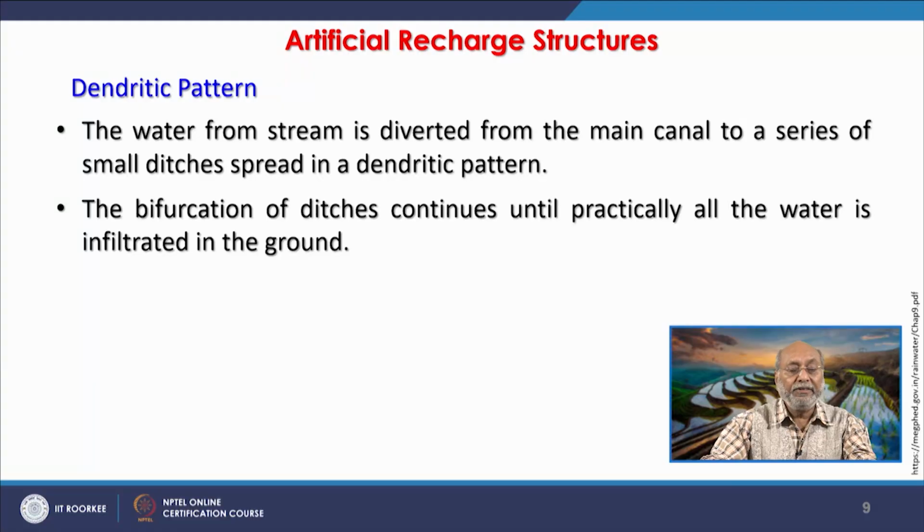So, here you are creating a kind of distributary channels from the main channel or main canal, and then this bifurcation of ditches continues until practically all the water is infiltrated in the ground. So, you keep that kind of thing, so that the water is spread throughout the land which is available through this dendritic pattern of ditches which is created.